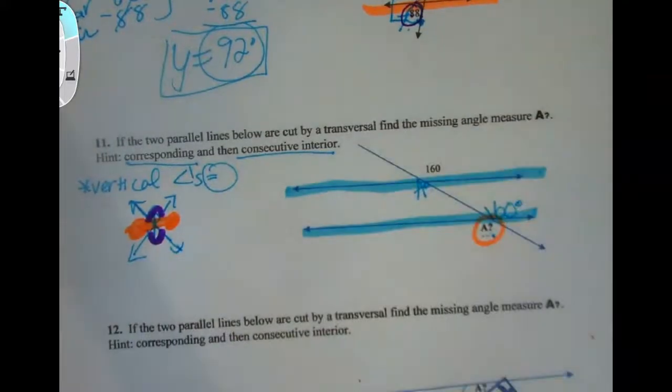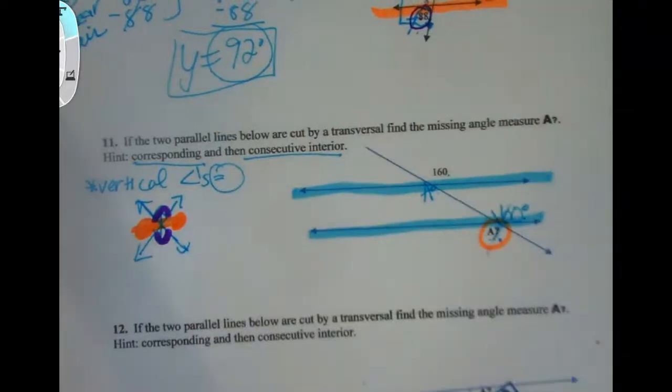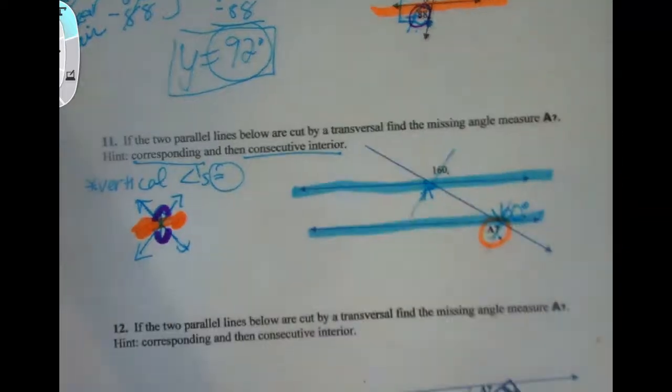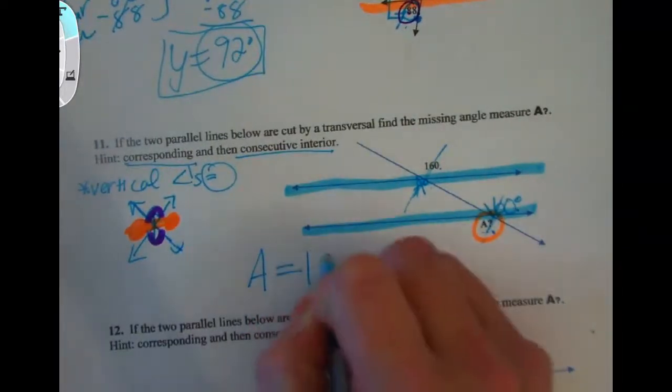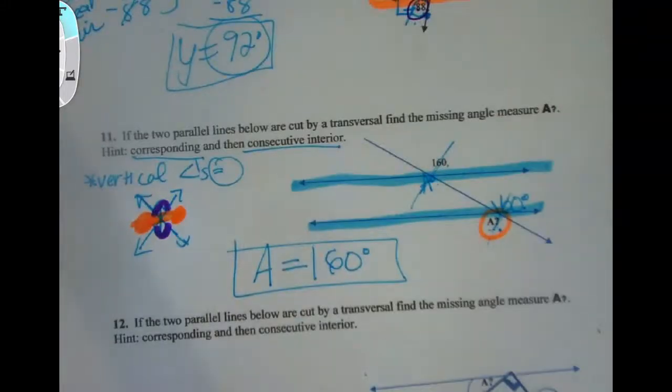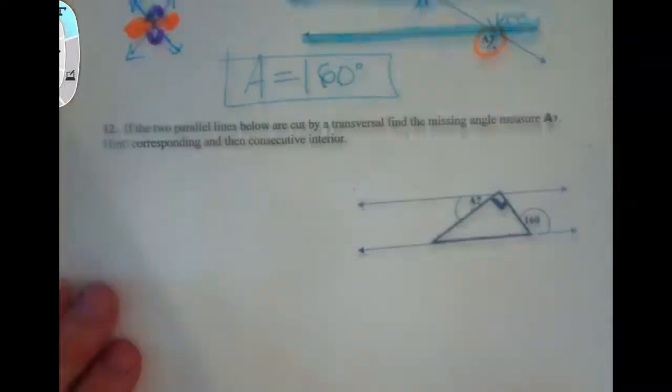I think it's probably easier to use vertical angles, because if you notice, if I moved this here, these two are vertical. Or this way, these two are vertical. So this one's actually really easy. A equals 160. It's the exact same thing. Vertical angles lets us say that. And then let's look at the last one. This looks more complicated than it really is.